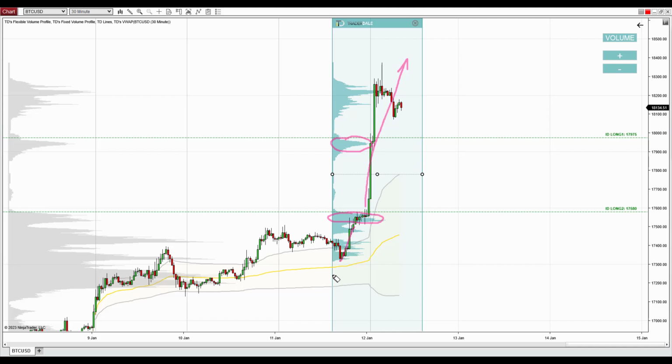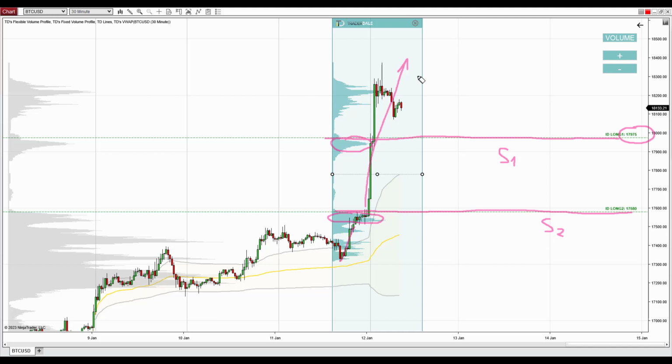And because those buyers are strong buyers, because they managed to push the price upwards, those zones should also be very important for us. So how to trade this is you draw lines from the beginning of those heavy volume clusters, like I did in here. This line, which is at 17,975, and this line, which is at 17,580. Those represent strong supports. Support number 1, support number 2.